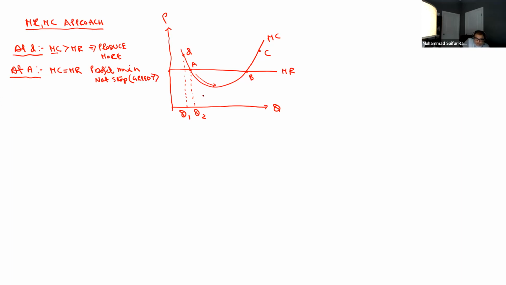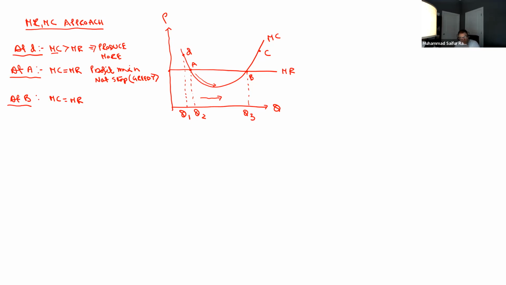So our producers will continue to produce more, and then we will reach the point B where we get the same condition. Marginal cost is equal to marginal revenue. Let's call this output level Q3. Now this is an identical equilibrium condition with one very important difference.